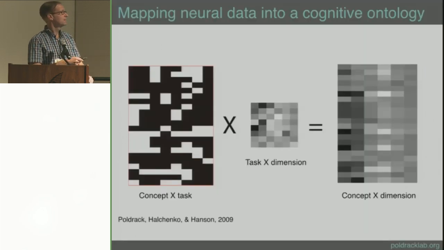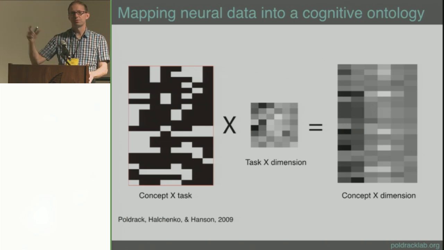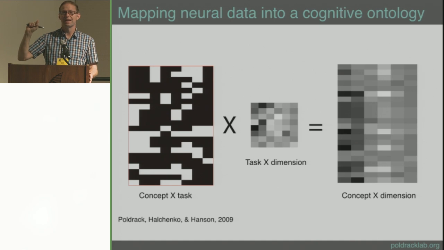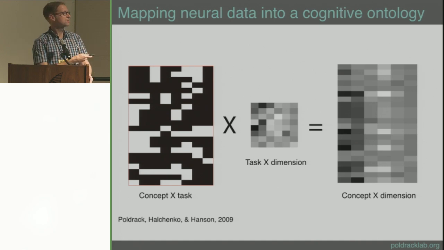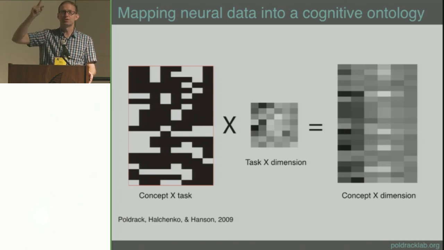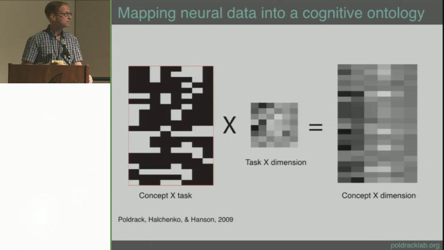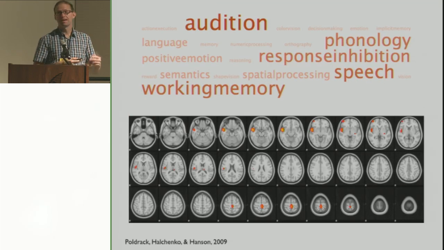Next. So what we do is generate what we call our concept by task matrix, which you already saw, and a task by dimension matrix, which is basically averaging across subjects on each task across each of those 6 dimensions. Then we put those together to get a concept by dimension mapping. That's basically saying for each of those 6 neural dimensions, how does it map onto each of those 20-something psychological concepts?